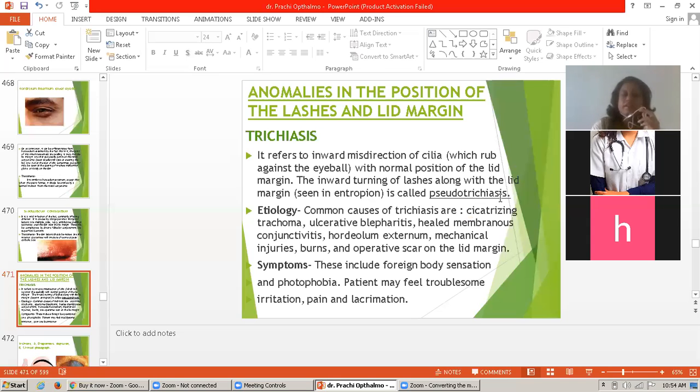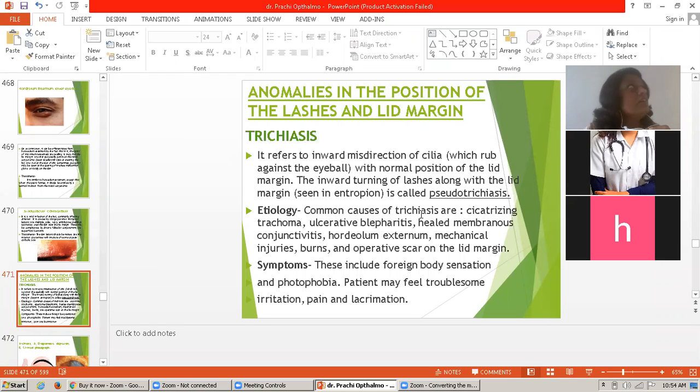So, trichiasis is the inward misdirection of the cilia. When the cilia rub against the eyeball, there is an inward misdirection of the cilia, which leads to trichiasis. And with the normal position of the lid margin, when there is inward turning of the eyelashes along the lid margin, as seen in entropion, it is called pseudotrichiasis.